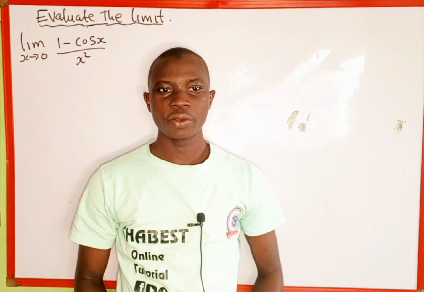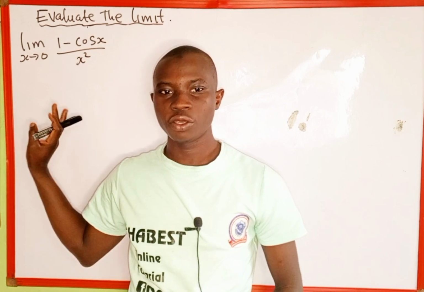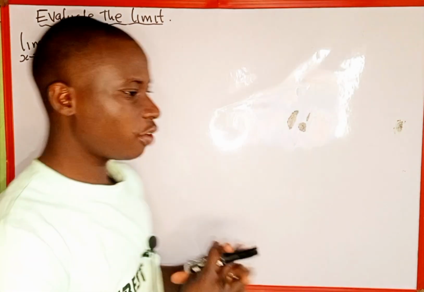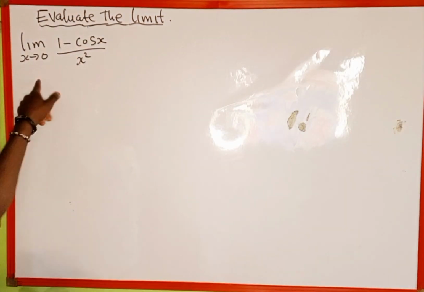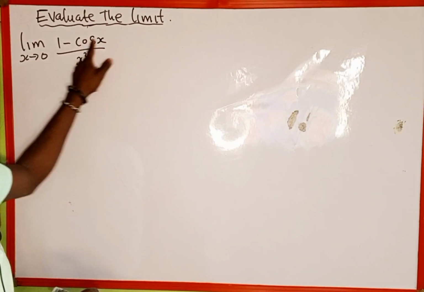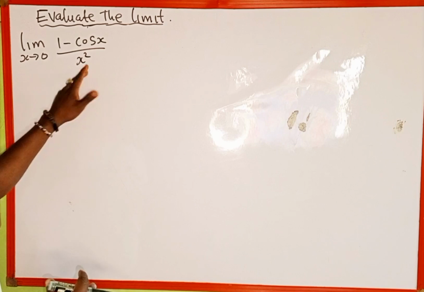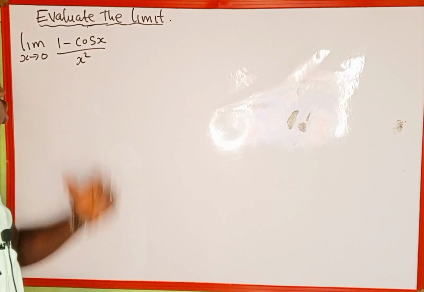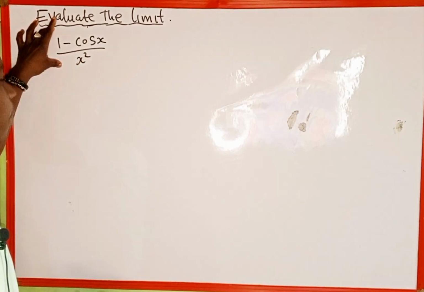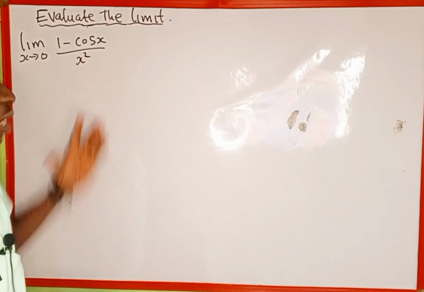In today's tutorial, we are going to learn how to evaluate the limit of this trigonometric function. And the given limit is what? Limit as x approaches 0, (1 minus cosine x) all over x to the power of 2. So to evaluate this limit, the first thing we are going to do is to multiply this function by the conjugate of 1 minus cosine x.